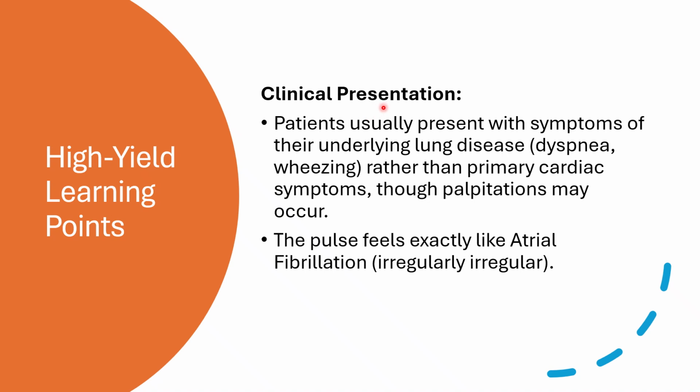Sometimes patients would present with symptoms of their underlying lung disease, like patients with COPD, they would present with shortness of breath and wheezing rather than palpitations. In patients with multifocal atrial tachycardia, the pulse would feel just like atrial fibrillation. That is, it's irregularly irregular.